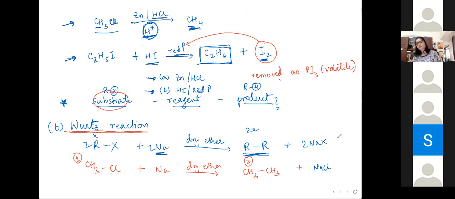Ma'am, this is a small doubt. When we say R or RX or RH, the R itself is only the hydrocarbon, right? Or does it also contain the functional group? No, alkyl. R means alkyl. Only alkyl. Okay. Alkane minus one hydrogen, like minus one bond. That's why R is always connected to X or H or something else.